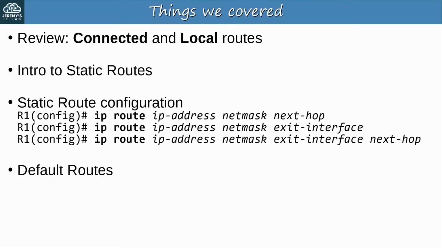And the final topic was default routes. We looked at default routes earlier in the video when talking about PC1 and PC4's default gateways. And then at the end, we looked at how to configure a default route on a Cisco router.